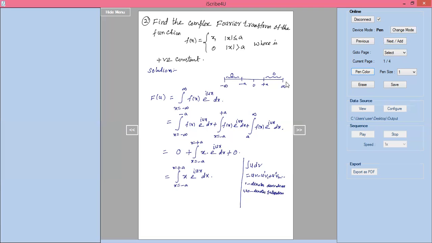Now I will take this one only, x equal to minus a to plus a, x e power iux into dx is there. So I will take this x as u and this complete term as dv. One should be u and another one should be dv. Which function will we take as u? Normally, if we differentiate, sometimes it may become 0. Such kind of functions only we will choose as u. Otherwise, we will use the Eilert rule.